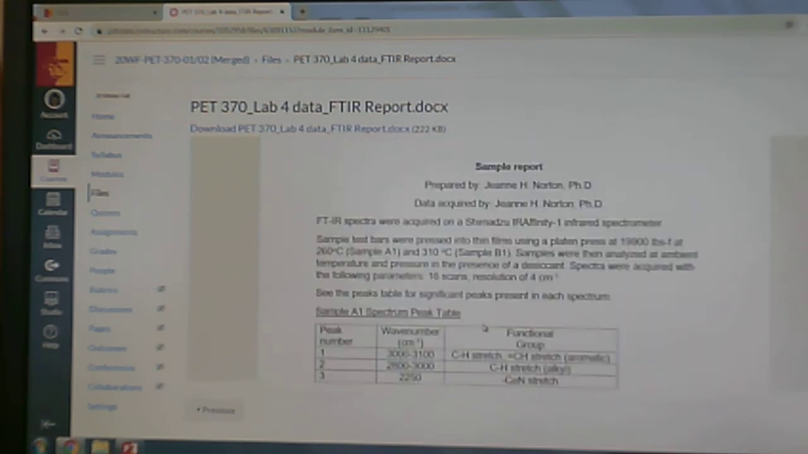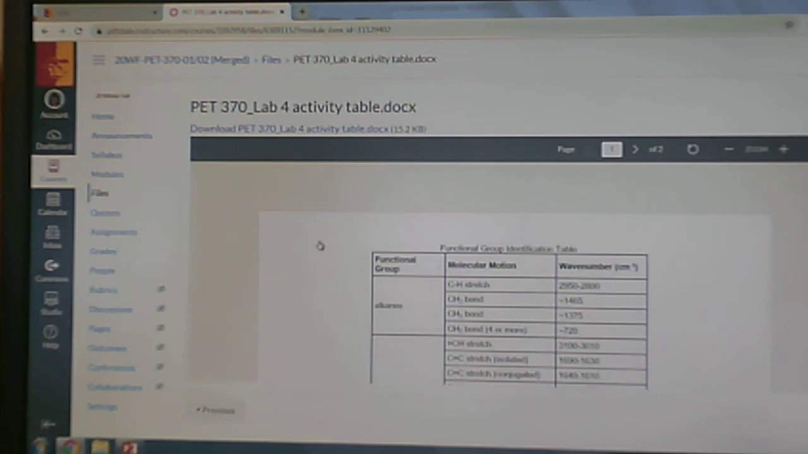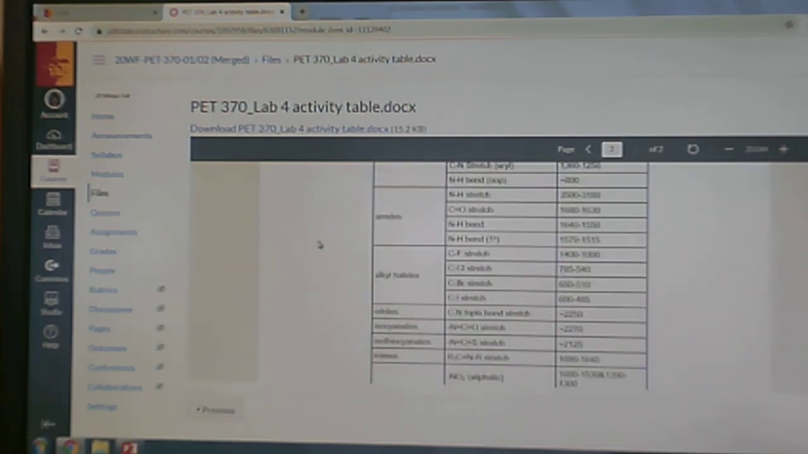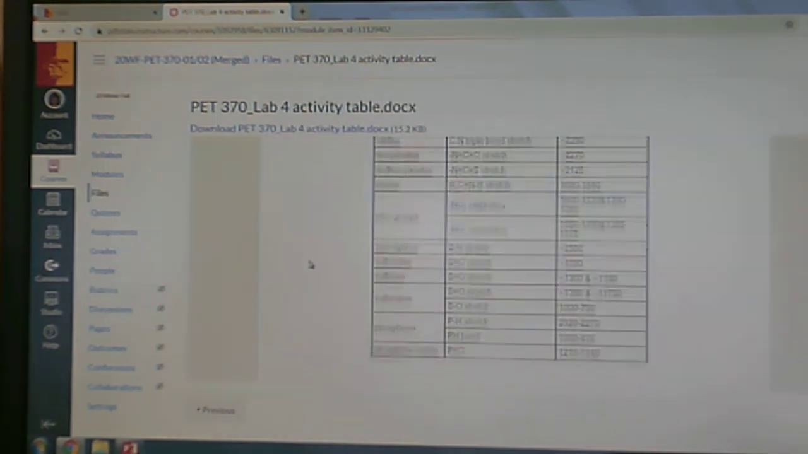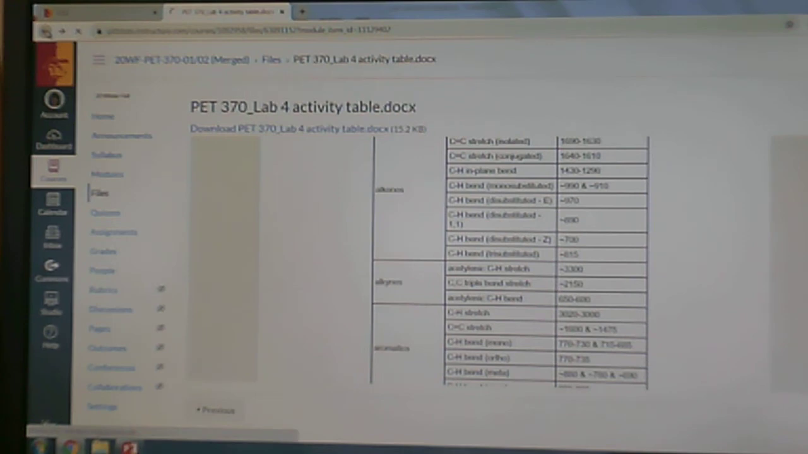So from here, we're going to be asking you to answer questions in the lab summary document. There's an activity table as well. This isn't necessarily necessary for doing your lab summary, but this is just some additional information for you on different absorbance bands in the FTIR as a reference. You may not need it at all, but it's present there as a reference.